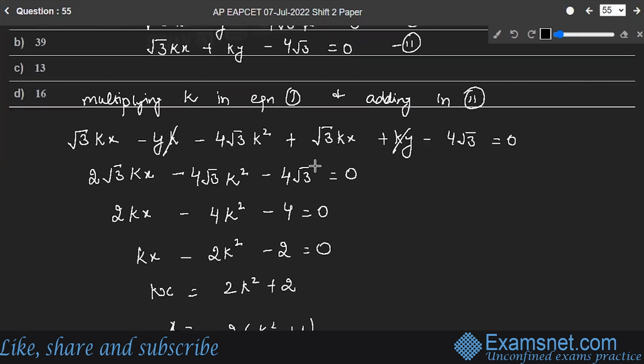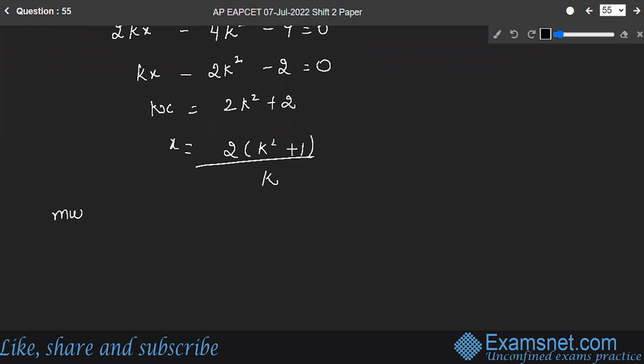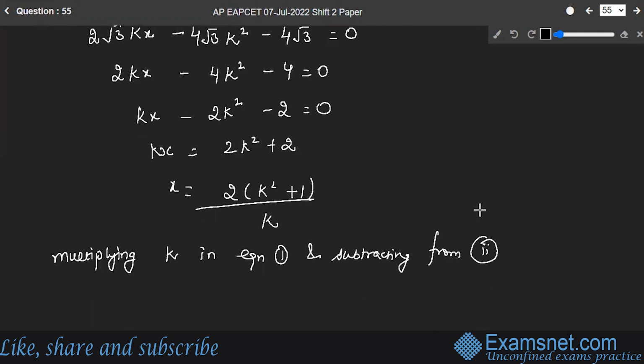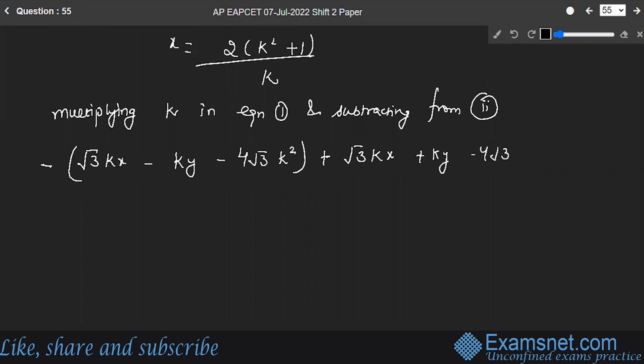Right? Now, the second thing. First, we multiplied k in equation 1 and then added in equation 2. Now, we'll be doing the same thing, multiplying k in equation 1 and subtracting from equation 2. So let's see what you will get. Let's write down root 3 kx minus ky minus 4 root 3 k square. So you have to subtract this whole thing from equation 2, which is root 3 kx plus ky minus 4 root 3 is equal to 0.